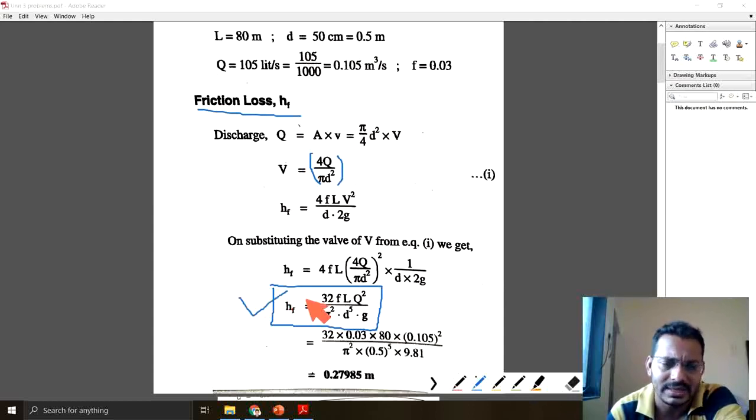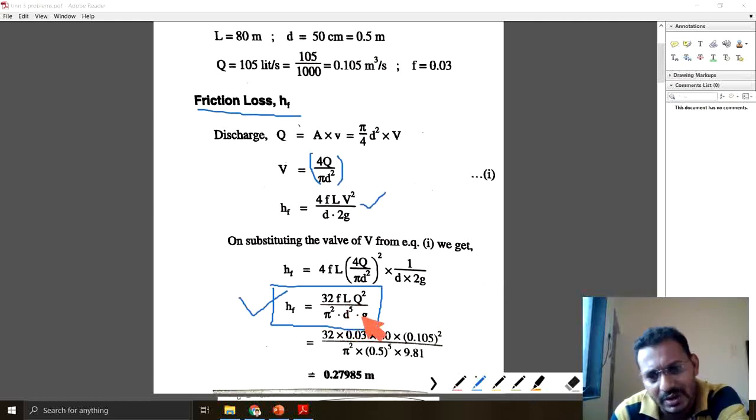This is also an exactly correct formula, because we have done only a mathematical operation on the formula given by Darcy's Weisbach. Now we can put the value. The final calculation says 32 fLQ square divided by pi square into d raised to 5 multiplied by g. This is the formula for the friction loss. Just put all the values.